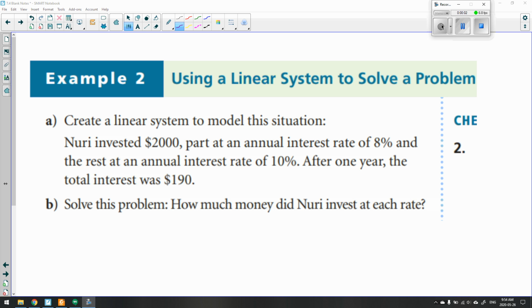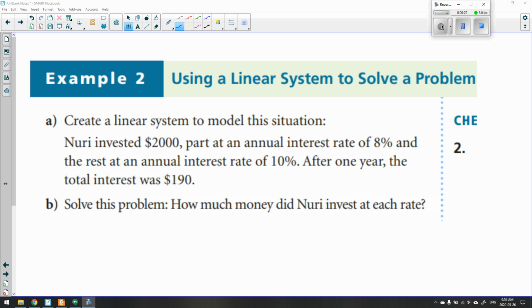In this example, we're going to have to come up with our own system of linear equations and then solve it. So Nuri invested $2,000, part of it at an annual interest rate of 8% and the rest at an annual interest rate of 10%. I don't know why she didn't just invest it all at 10%. After 1 year, the total interest was $190.